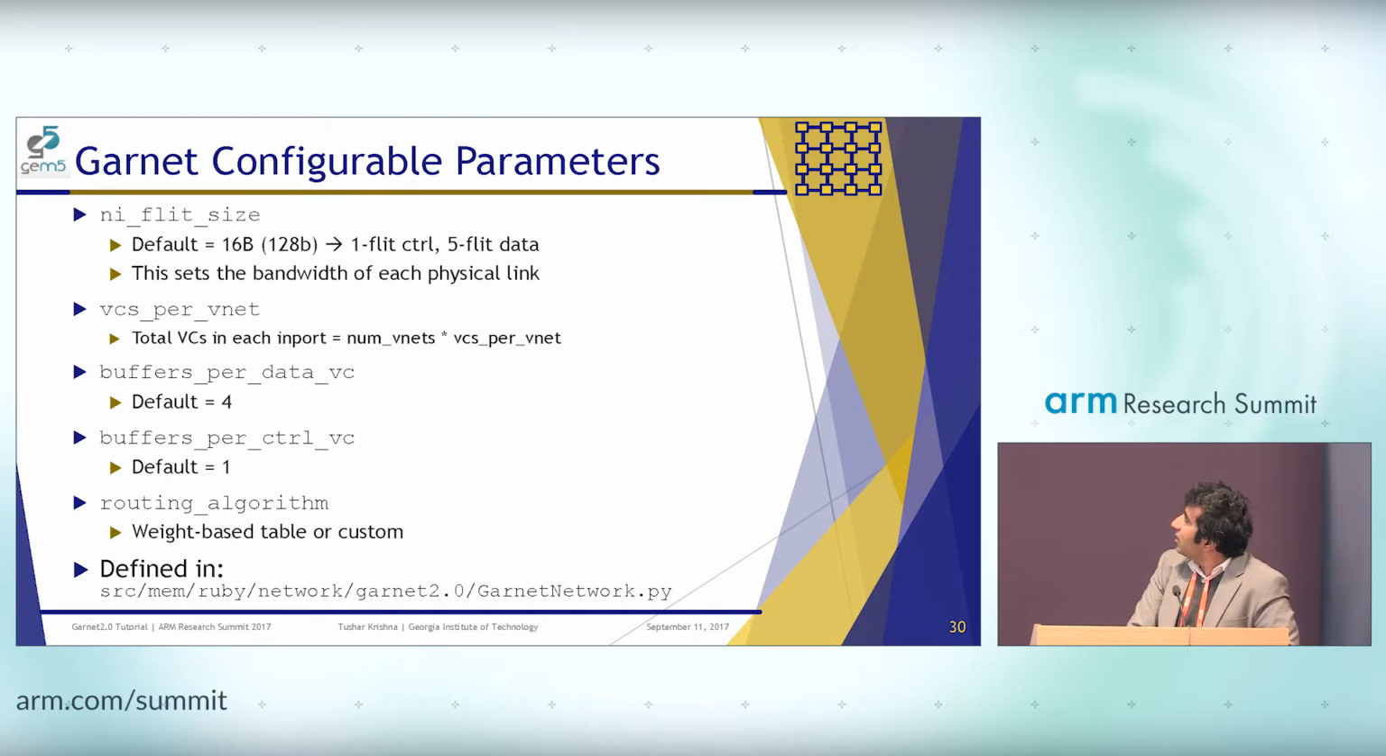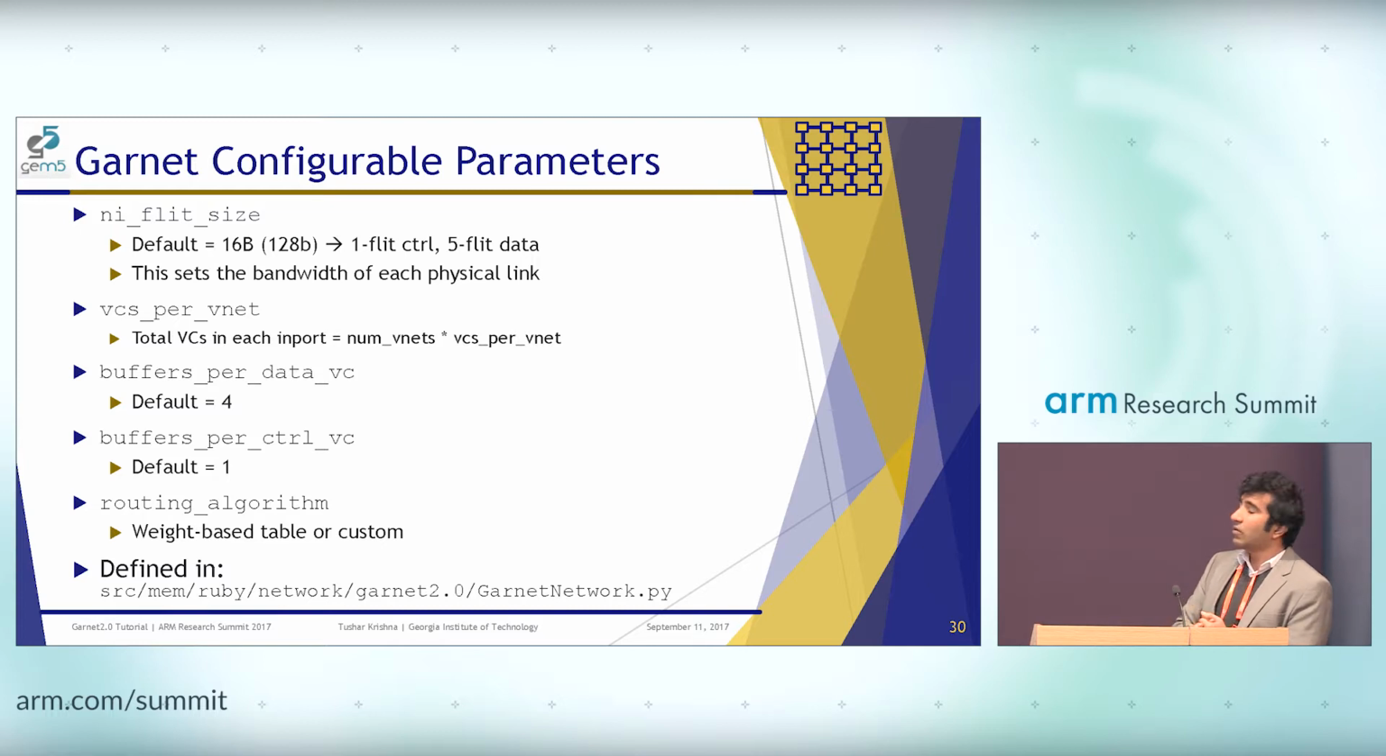So these are some of the configurable parameters. You have the flit size. This, as I said, is the width of the links in the network. And this, in some sense, sets the bandwidth of each physical channel. The default size is 128 bits. So that translates to 1 flit for control messages, 5 flits for data. But this is configurable. You have the number of VCs in each virtual network. So the total VCs becomes the number of virtual networks times the VCs per VNet. So this is something to remember.